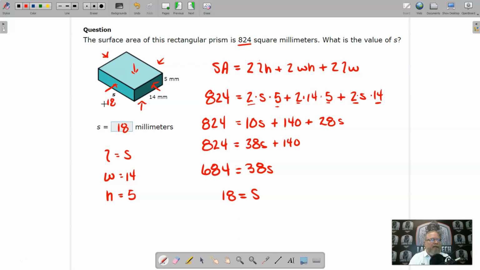So let's think about it. Does it make sense whenever we look at the picture? Does this look like 18? Well, our width is 14, and this looks a little bit longer than the width, right? So yeah, 18 is probably a pretty reasonable answer.